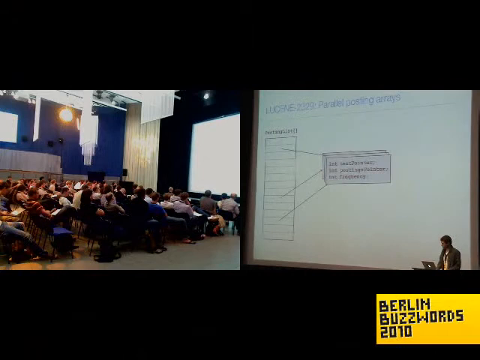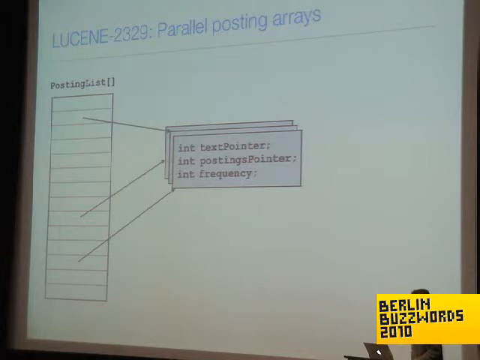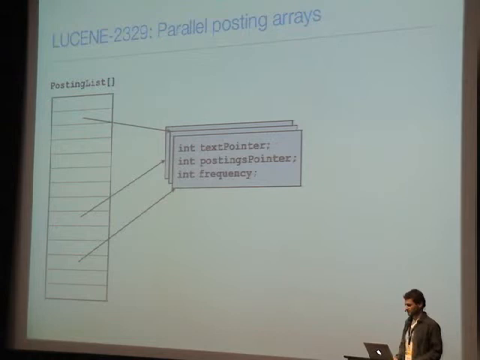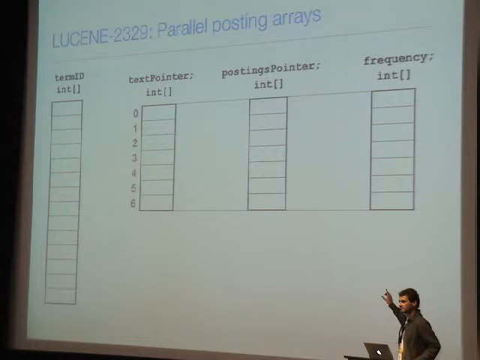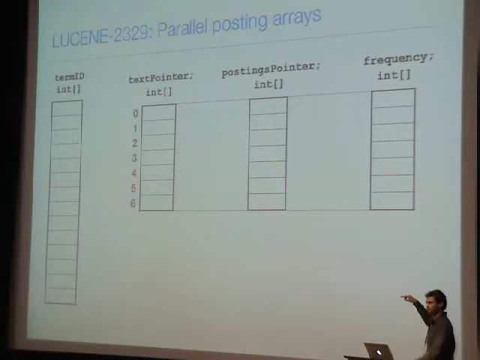So this is a picture how it looked before. You basically had a hash table, and each slot in the hash table that had an entry would point at its own instance of this posting list object. So what we did was we changed the way we store these integers. We created instead what we call parallel arrays. You can see these for each integer that was before in the posting list object, we now created the arrays for them.